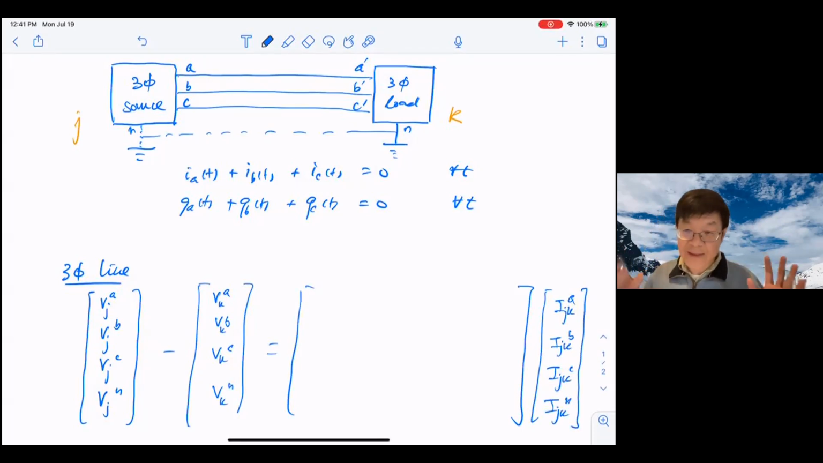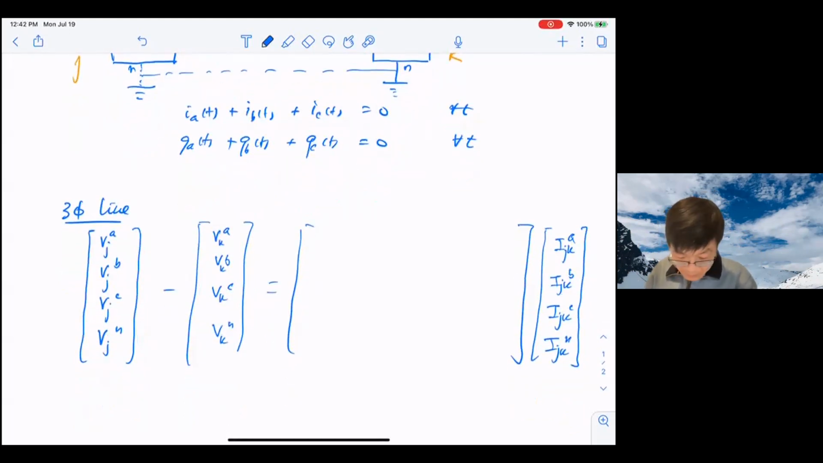So if you assume it's a linear relationship, then it's a matrix, right? So the matrix is just whatever that is, and we're going to label, I won't write down everything, but we would simply label them as Z-hat JK corresponding to the line JK. I have a hat because later on I will use another notation without hat. And then the diagonal entry is AA, right? And then Z-hat JK, this is AB, and so on. Z-hat JK AC, Z-hat JK A neutral.